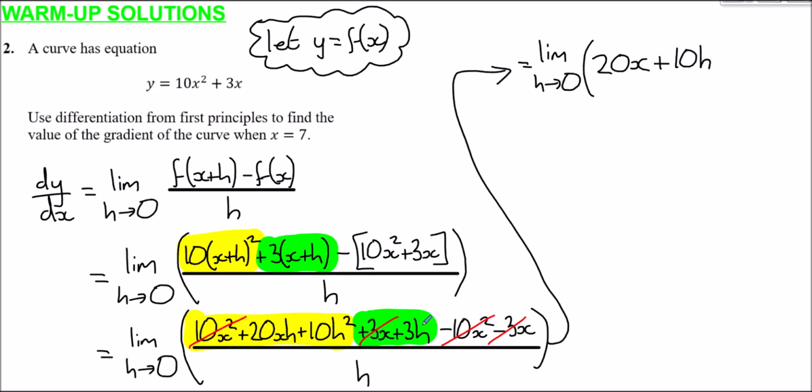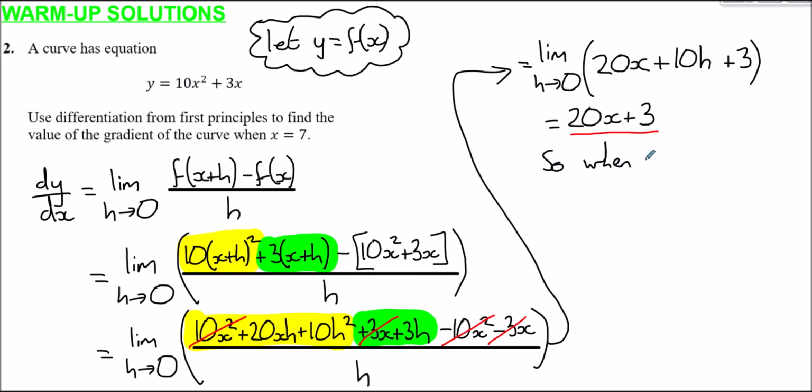And finally, 3h divided by h, that h will cancel this h, so we're just left with a 3. So now you can see as h shrinks to 0, 10h will shrink to 0. That'll just leave us with 20x plus 3. And that's almost our final answer, in fact. However, we want to work out the gradient of a curve when x equals 7. So we just sub in when x equals 7.